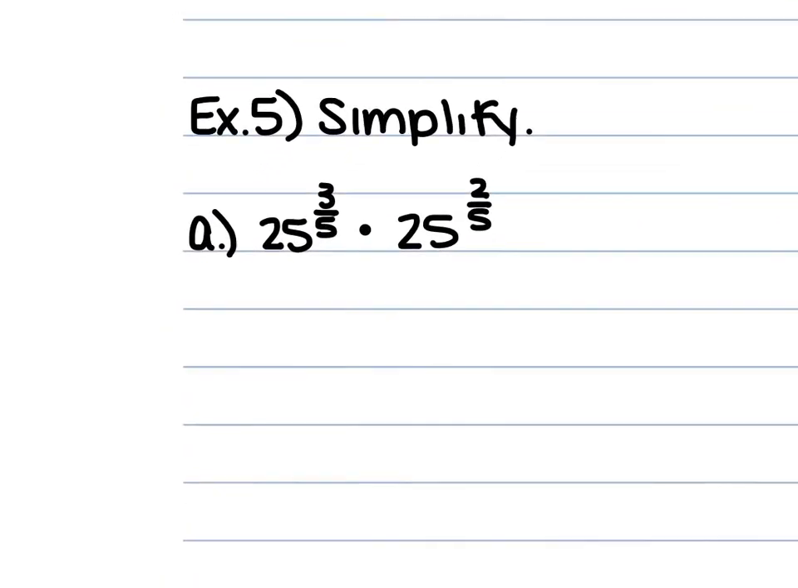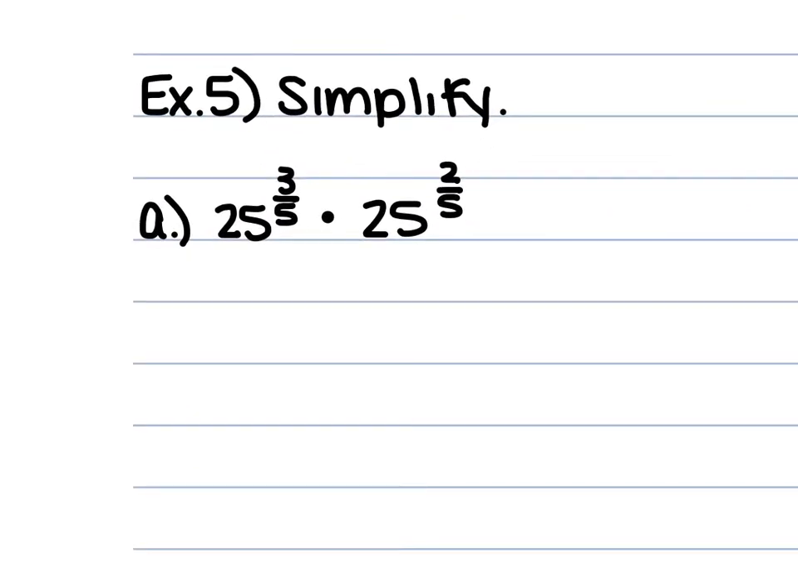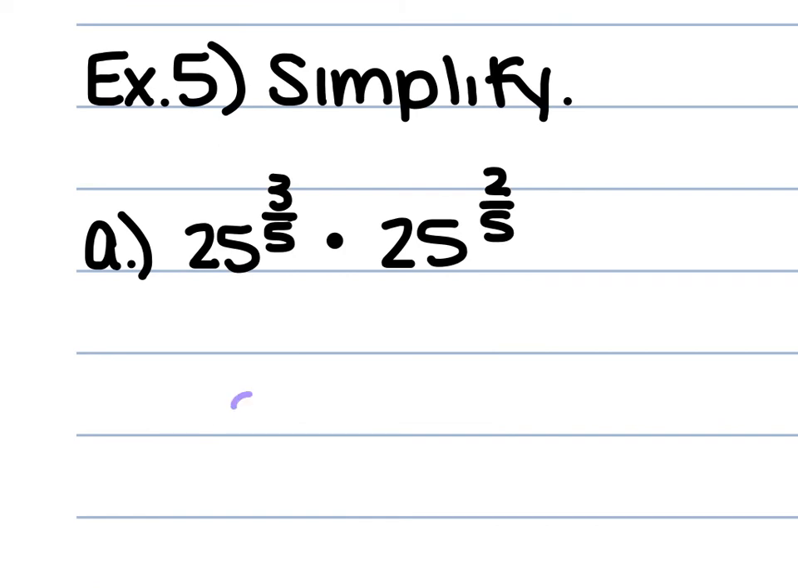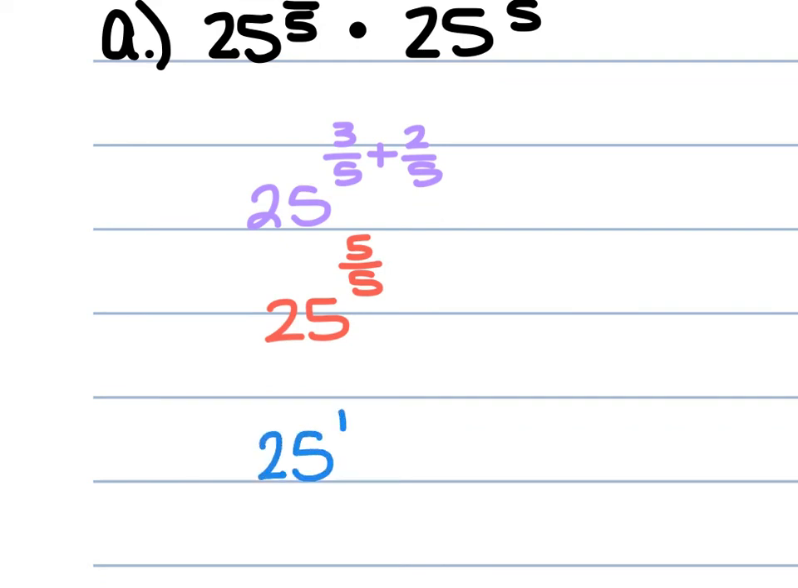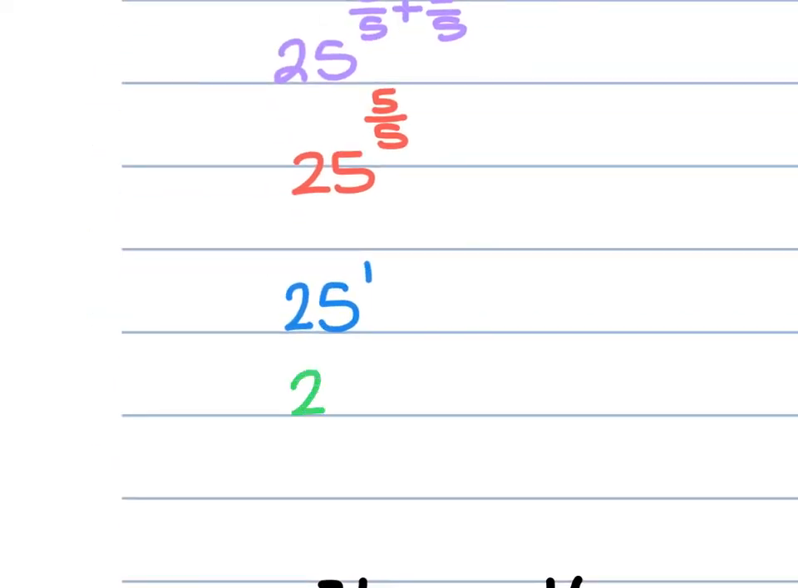If we look at example 5a, we have 25 to the 3/5 times 25 to the 2/5. Remember, we're multiplying here, our bases are the same, so add your exponents. We're going to keep the 25. We're going to add 3 over 5 plus 2 over 5. 3 plus 2 is 5. Keep it over the 5. Keep it as the exponent of 25. 5 over 5 is 1, so this is just 25 to the first power, which is 25.